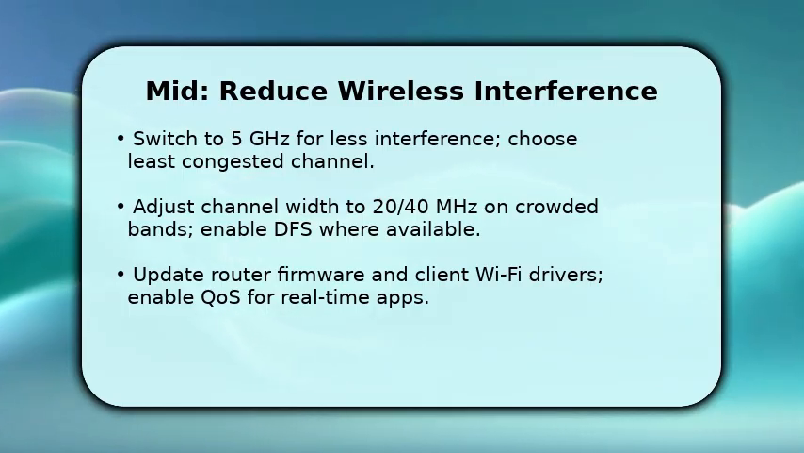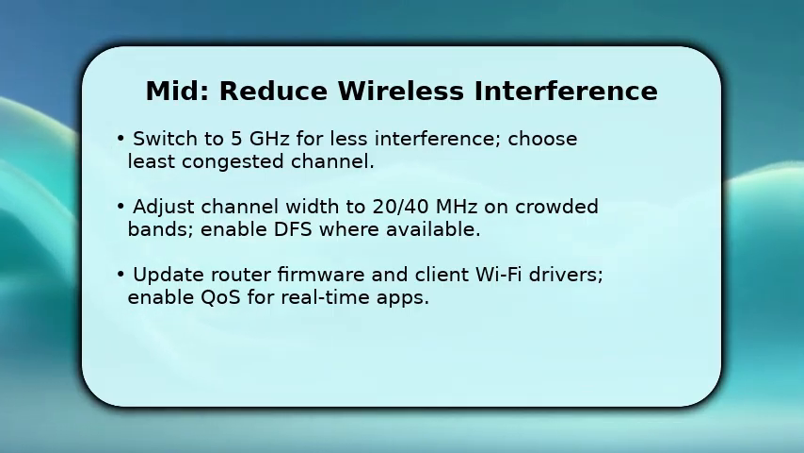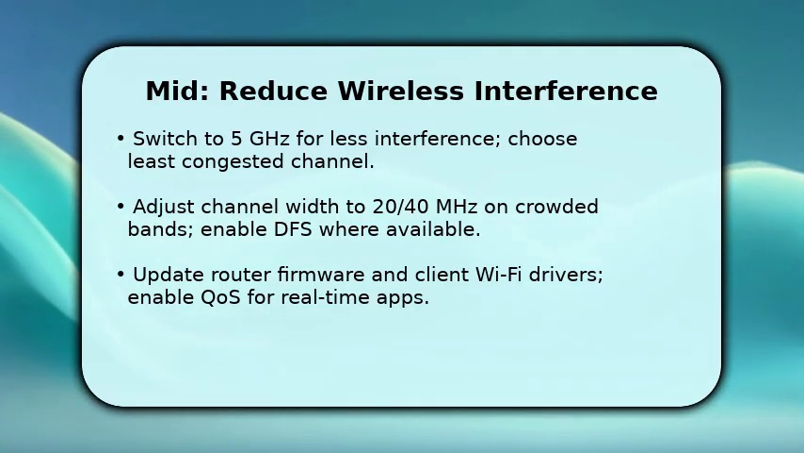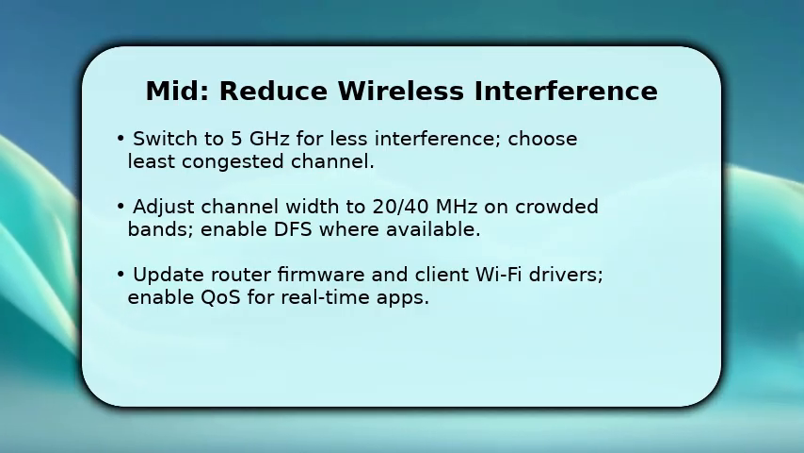Then enable QoS or traffic prioritization and assign priority to real-time traffic like video calls and gaming. Finish by optimizing physical placement and scaling the network.